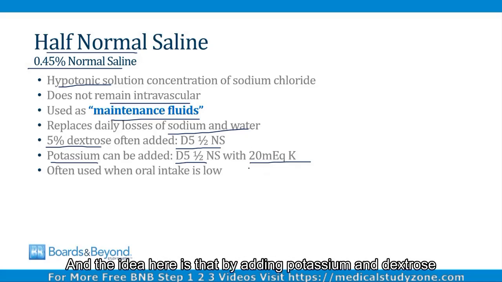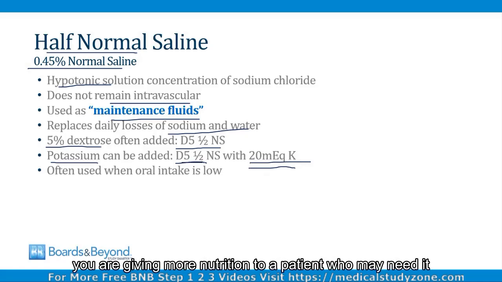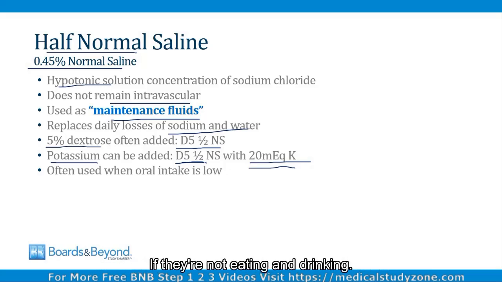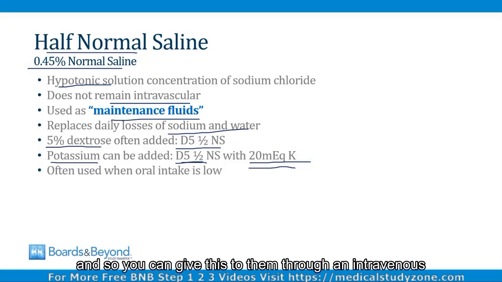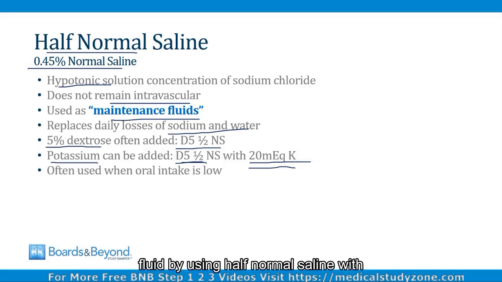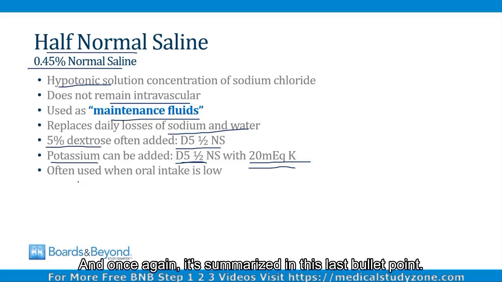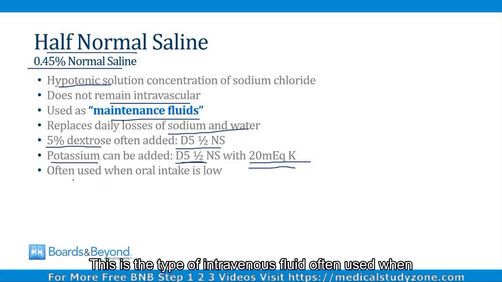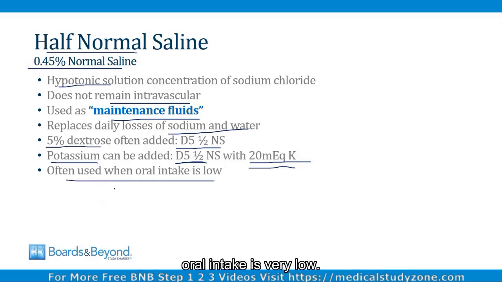And the idea here is that by adding potassium and dextrose, you are giving more nutrition to a patient who may need it if they're not eating and drinking. Patients may be losing potassium in their urine. They need the dextrose as a source of energy, and so you can give this to them through an intravenous fluid by using half normal saline with dextrose and potassium. And once again, as summarized in this last bullet point, this is the type of intravenous fluid often used when oral intake is very low.